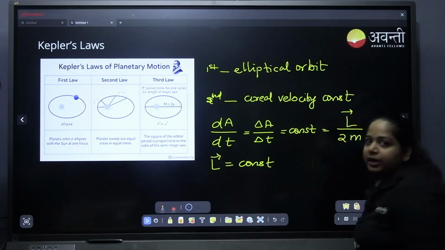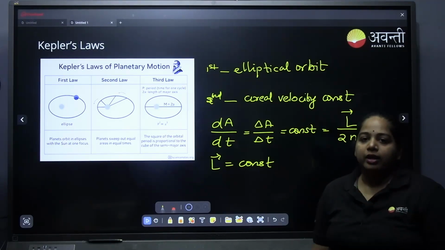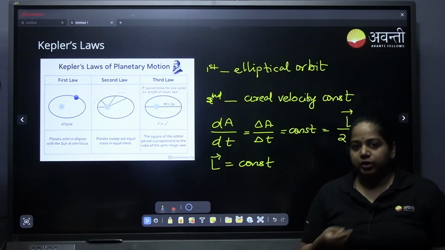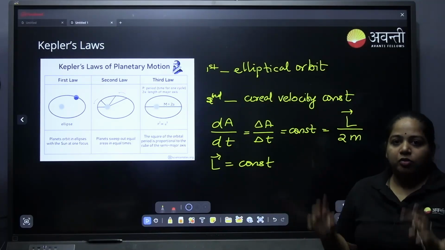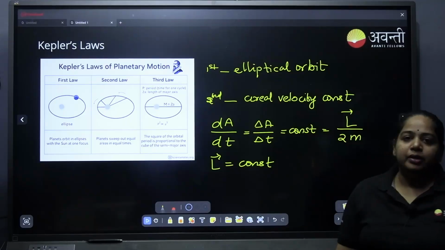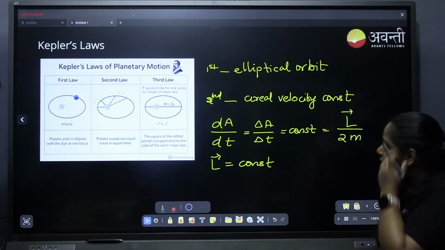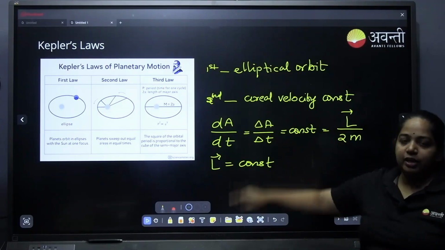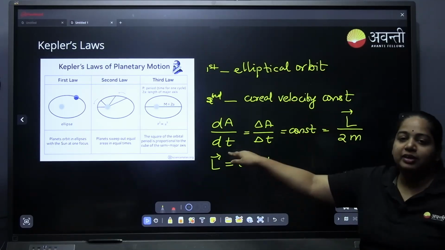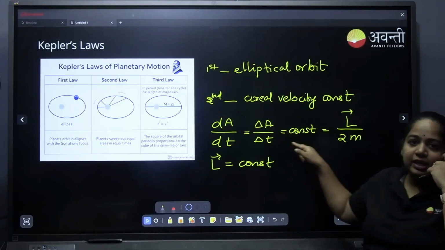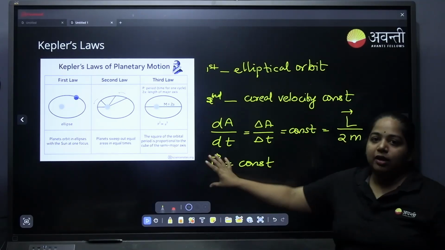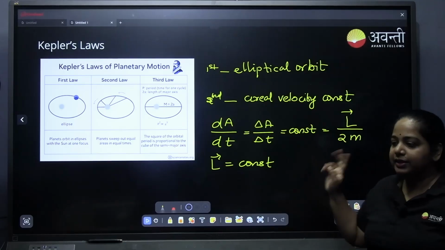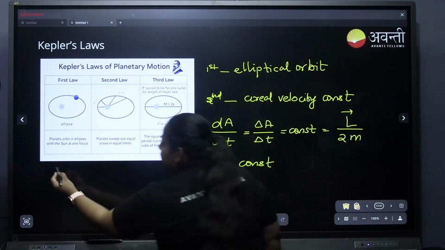Angular momentum is constant for rotation, like due to the planet motion. For every planet, angular momentum is constant. Okay, is that clear? That is from the second law. Two points we are learning. One point is areal velocity is constant. Its formula will be L by 2m. From that we will again get that angular momentum is constant. That is the second law. Now coming to the third law.